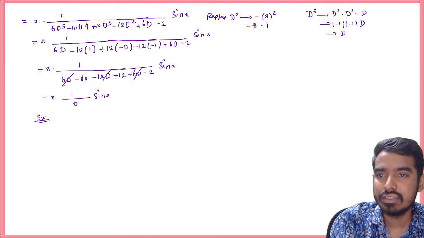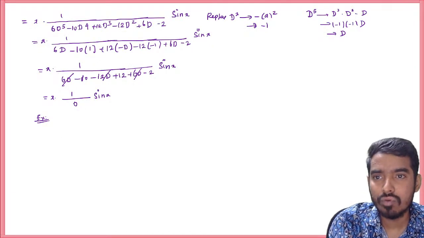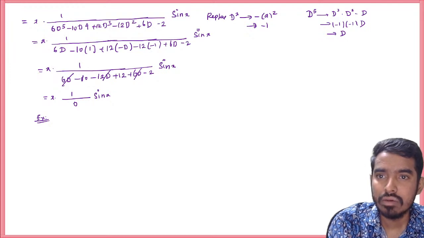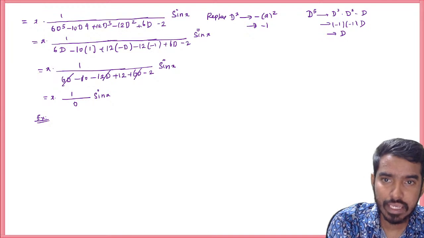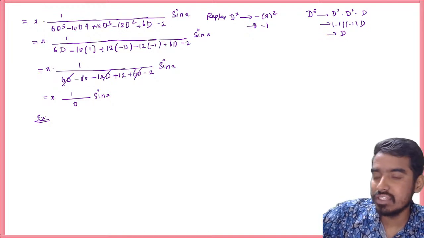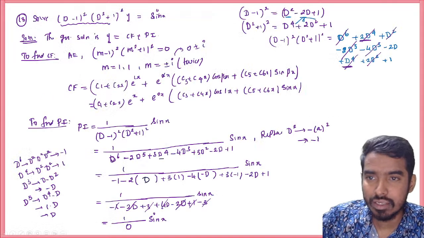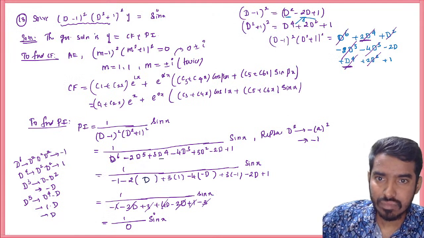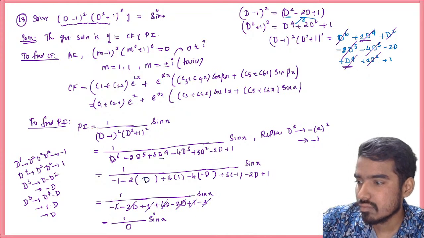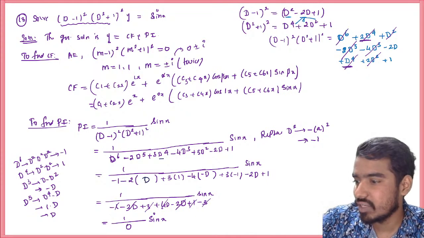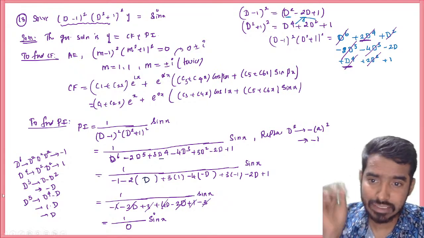If you differentiate this once again, you will have 30 d power 4 minus 40 d cube plus 36 d square minus 24 d plus 6. You replace d square by minus 1 until you get the solution, right? It's very simple only, right? Don't think it is big. Very simple only. Only thing is I don't know the answer for this problem.